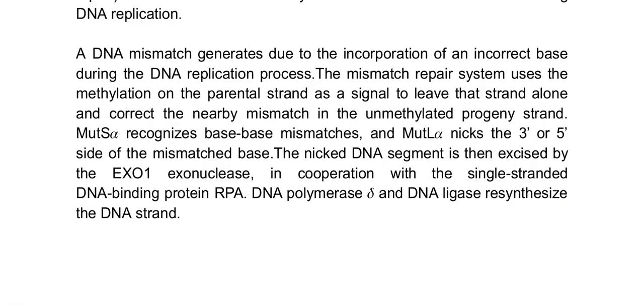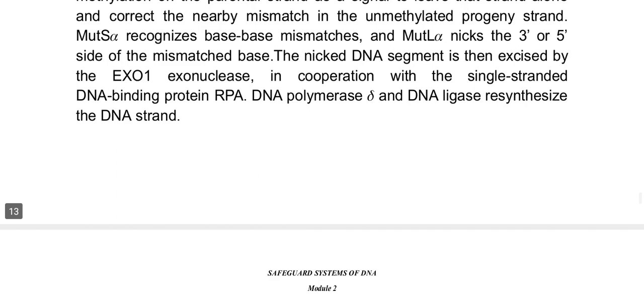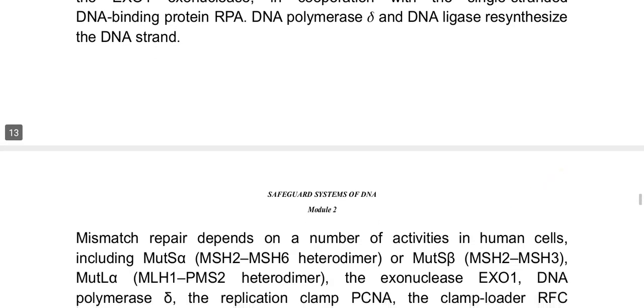The mismatch repair system uses the methylation on the parental strand as a signal to leave that strand alone and to correct the nearby mismatch in the unmethylated progeny strand. MutS alpha recognizes base-base mismatches, and MutL alpha nicks the 3' or 5' side of the mismatched base. The nicked DNA segment is then excised by the EXO1 exonuclease. In cooperation with the single-stranded DNA binding protein RPA, DNA polymerase delta and DNA ligase resynthesize the DNA strand.